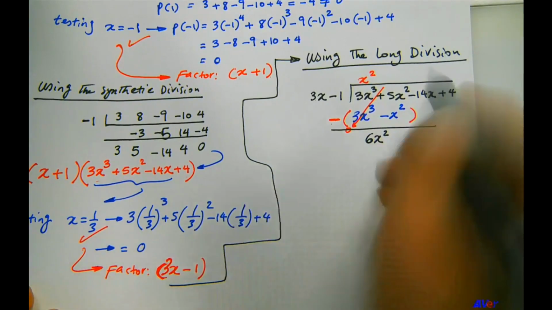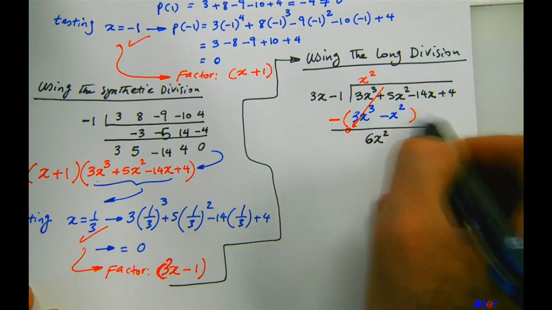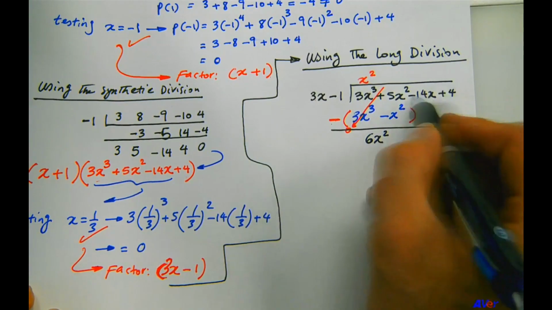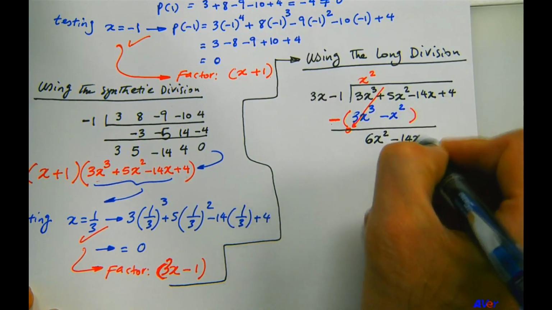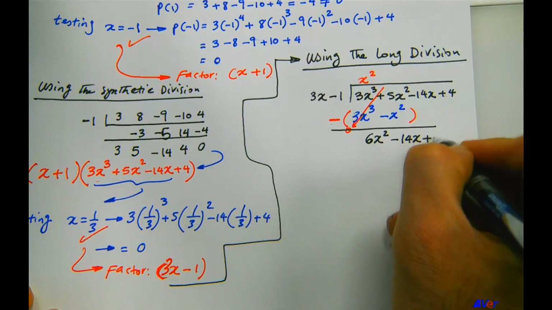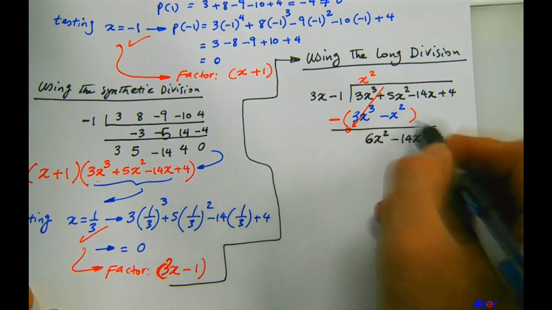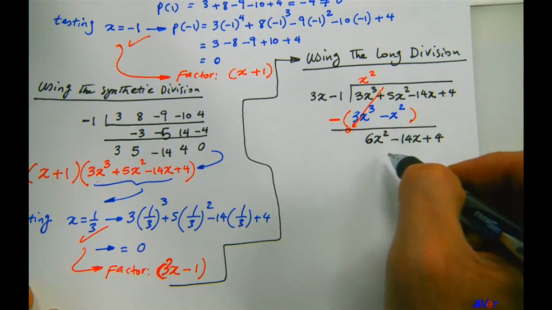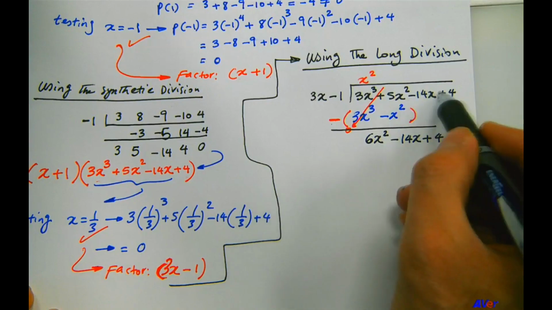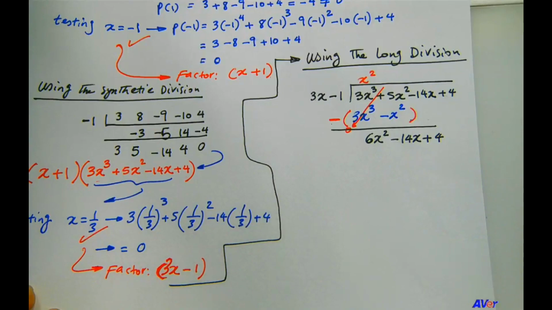6x squared. Do we have any x terms here or a constant here to subtract from those? No. So we're going to write this down as it is down here: minus 14x and plus 4, right? So this becomes irrelevant because there's nothing here to subtract from the x term and from the constant. So we just write them down as they are. Okay, so now, once again, we repeat that step.